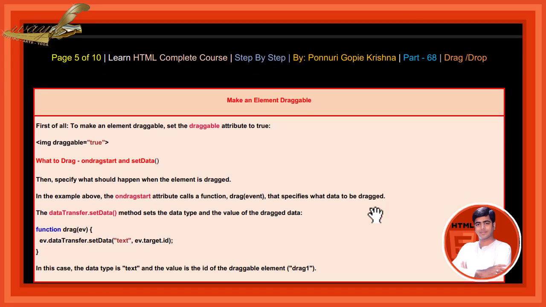Make an element draggable. First of all, to make an element draggable, set the draggable attribute to true. Image draggable true. What to drag: onDragStart and set data. This specifies what should happen when the element is dragged. In the example above, the onDragStart attribute calls a function drag(event) that specifies what data to be dragged. The dataTransfer.setData() method sets the data type and the value of the dragged data. function drag(ev) { ev.dataTransfer.setData("text", ev.target.id); }. In this case, the data type is text and the value is the id of the draggable element, drag1.